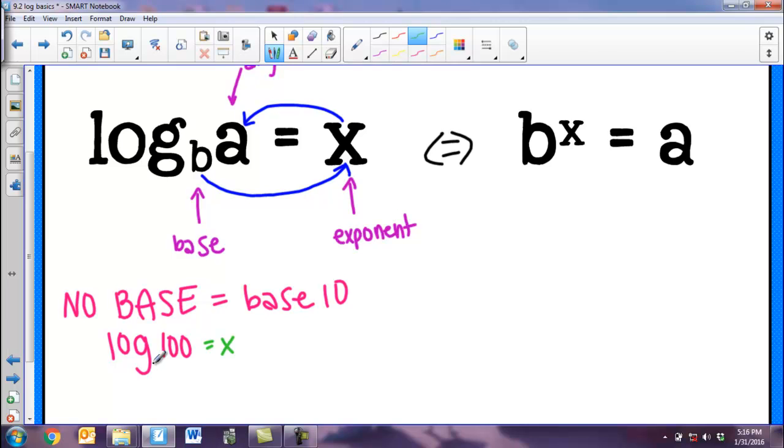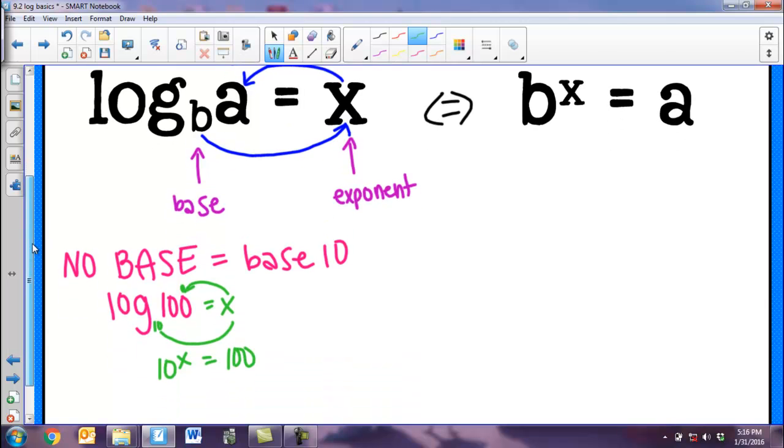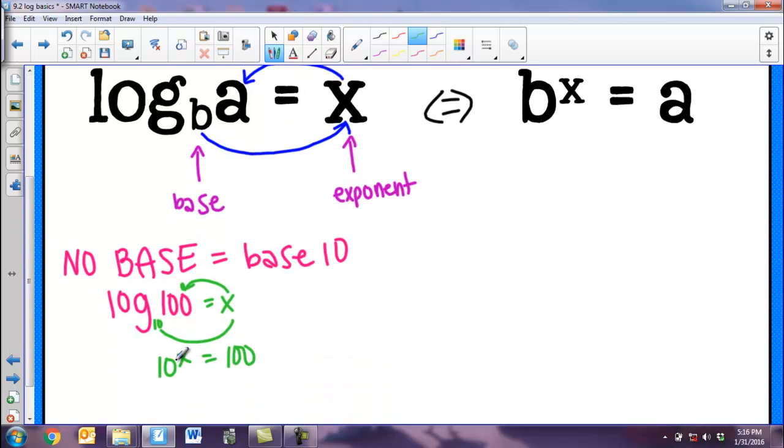So I would say that there's that invisible 10 down here. So I'd take 10 to the x power is equal to 100. And that's my exponential form, and I know how to do exponential form. I'm thinking, 10 to the what power gives me 100? Well, that would just be 2. So if you don't have any base at all, then it's a log base 10.